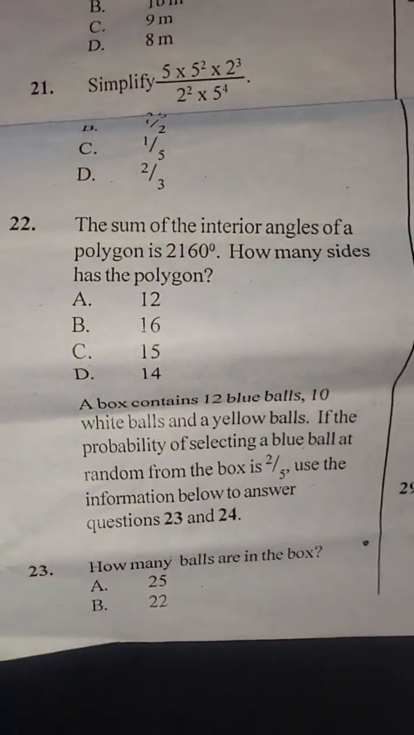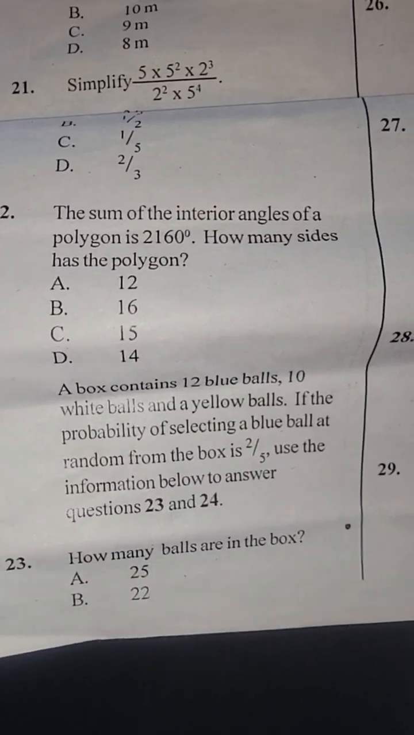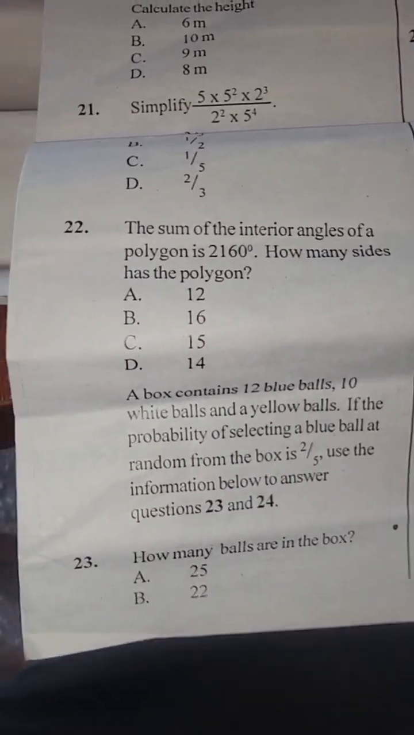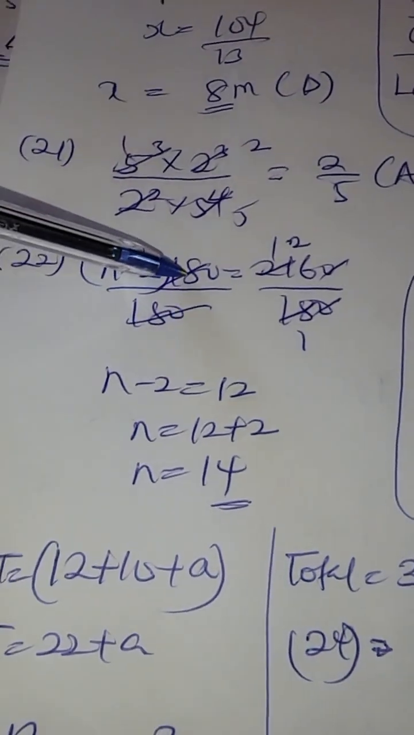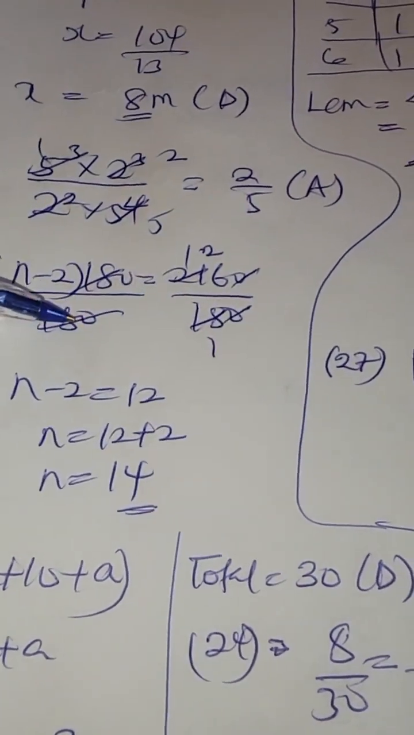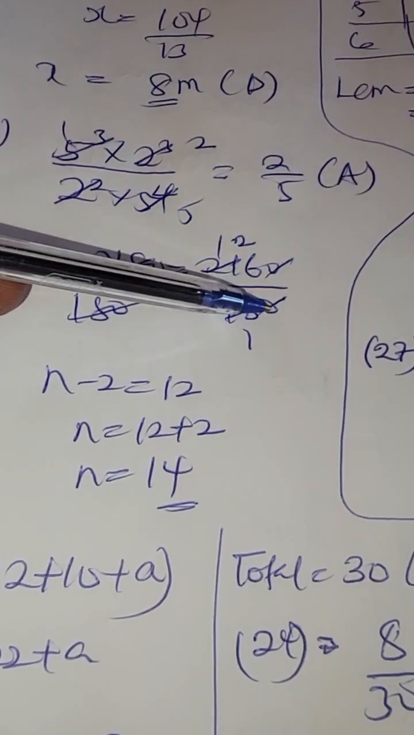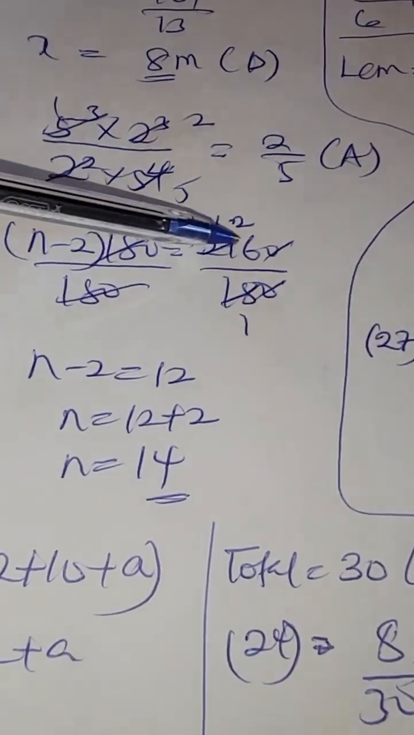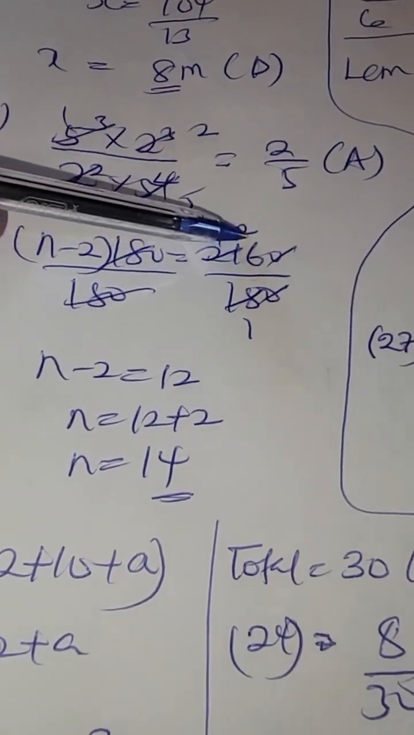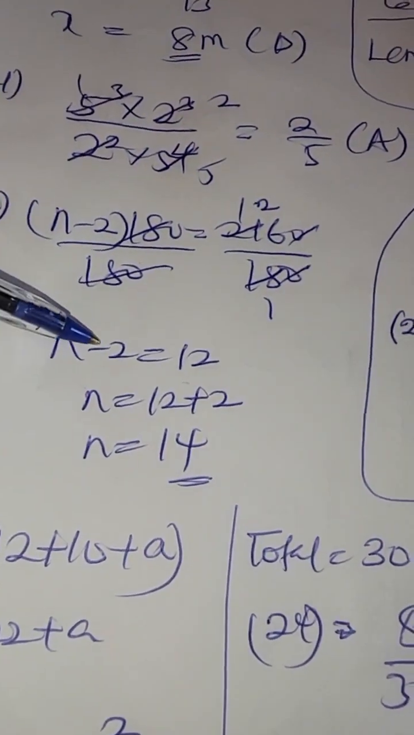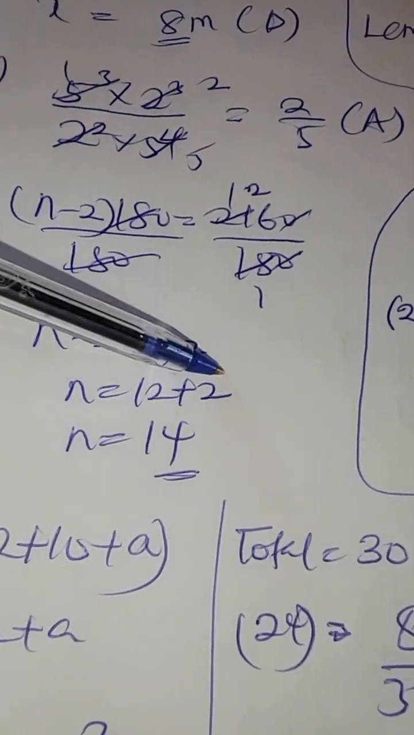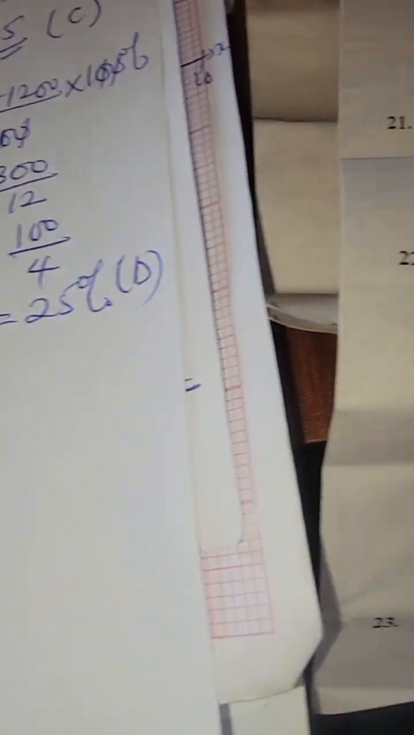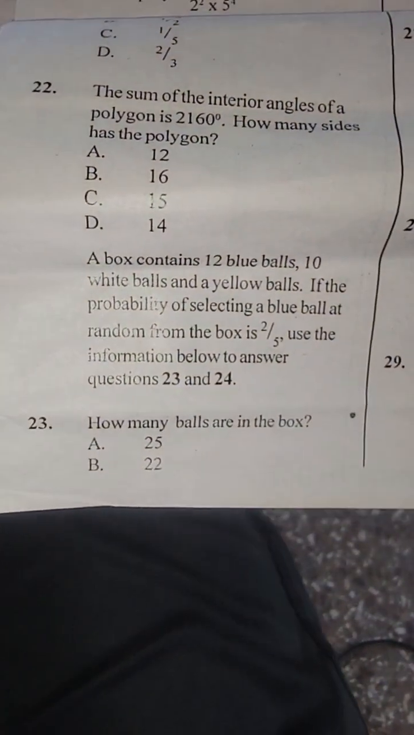The sum of interior angles of a polygon is 2160. How many sides has the polygon? n minus 2 times 180 is the sum, and that's 2160. Divide by 180. 18 here 1, 18 here 1, and 3, 36, 18 there 2, 12. So n minus 2 is 12. So n is 12 plus 2, and n is 14. So it has 14 sides.